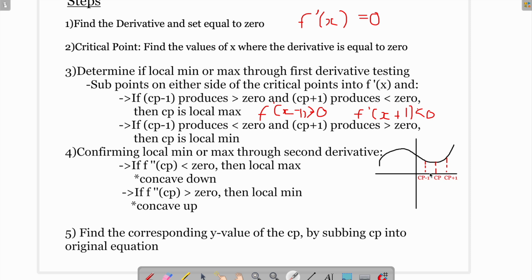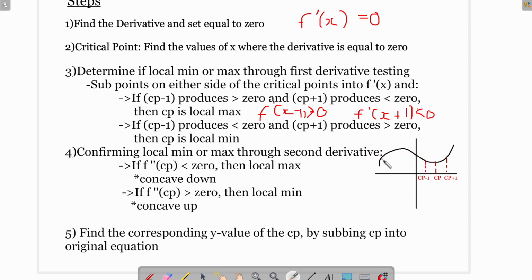And what do we mean by concave up? As we can see in this example, the CP here is the local min because look, it's going like a smiley face sort of. The CP is the lowest point, and concave up means it's like a smiley face. Here would be the local max, and concave down, it's like a frown.